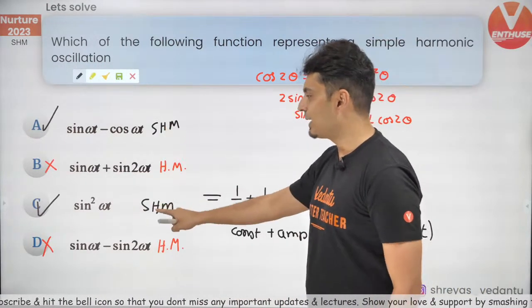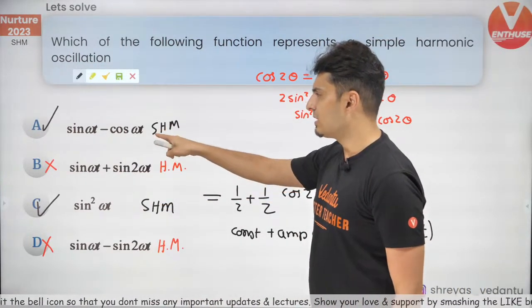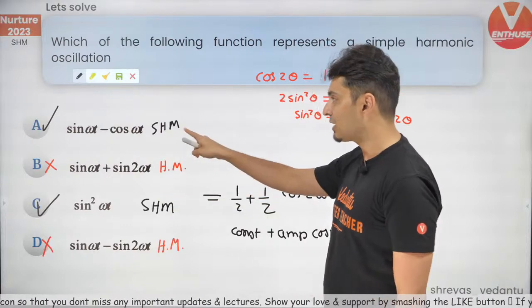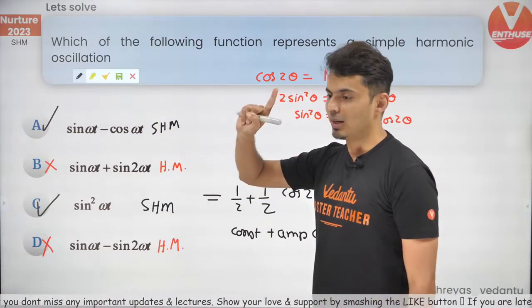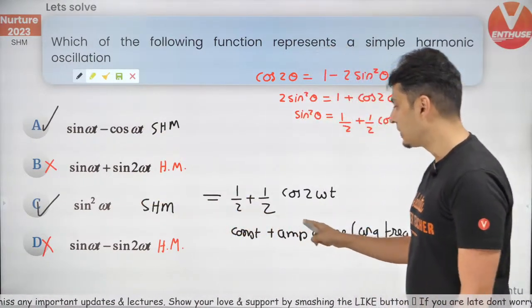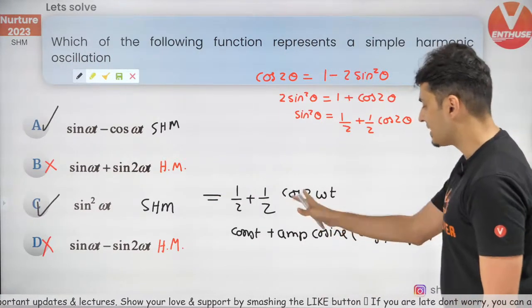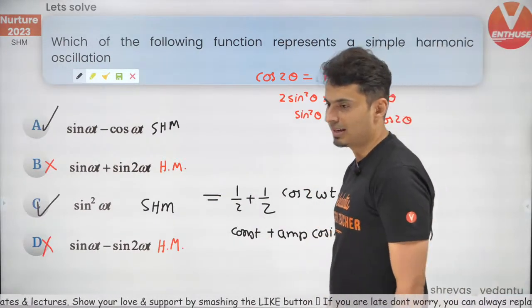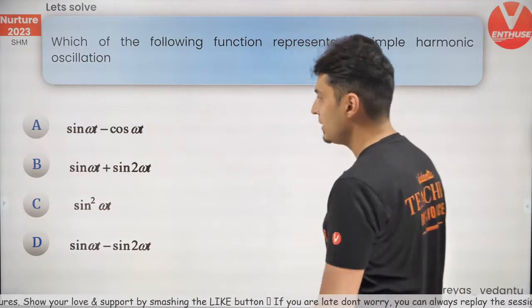A lot of students are going to make mistakes. They are going to think instantaneously, oh, this is not SHM, this is not SHM. But actually, if you modify, it can be combined into one term. This can also be written as one cosine or sine term. Constant does not matter.